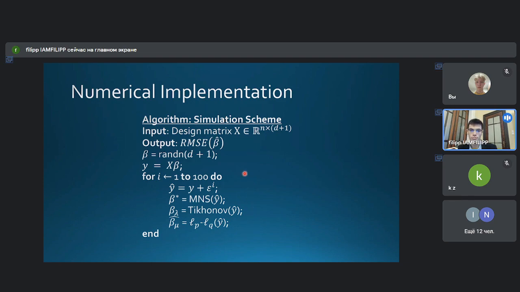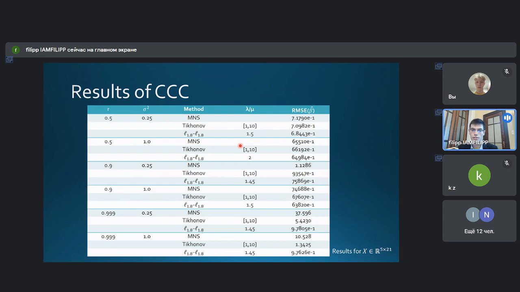The goal of the algorithm is to return the relative mean square error. Note that our whole simulation has been done using the Julia programming language. Now, the results of the simulation were very interesting.